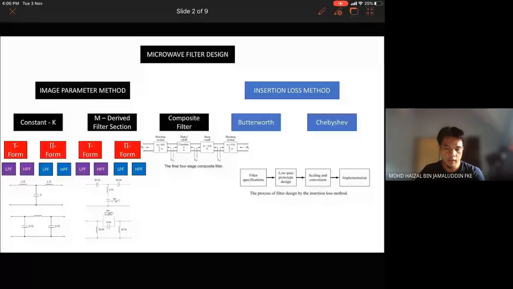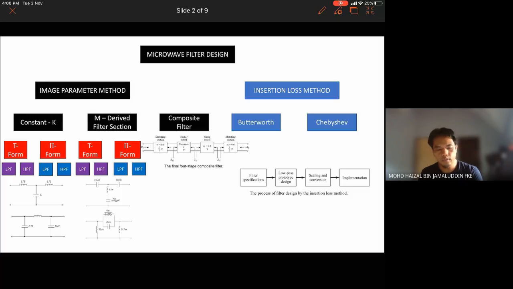Okay, here we are, the second method on the image parameter method, which is the m-Derived filter section. The same as constant K, it has the T form and pi form for low pass and high pass filter. So let's go through.